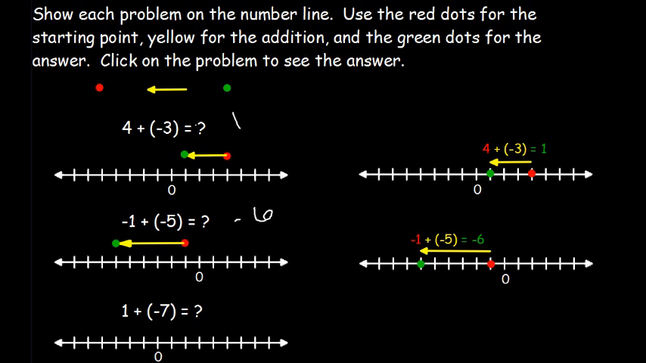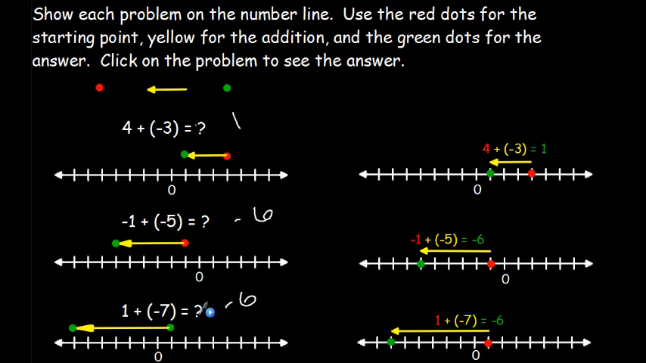-6. Alright, and our last one right here. We have +1 plus a -7. So 1, 2, 3, 4, 5, 6, 7. And then we're going to put my green dot down there. And I can look at that and I can say, well, that looks like a -6. And see, in fact it is.